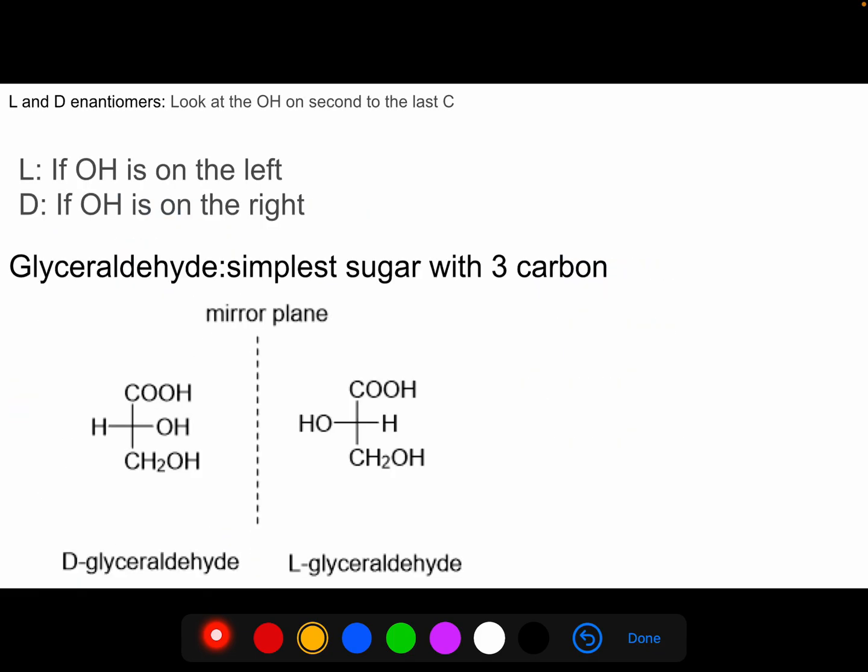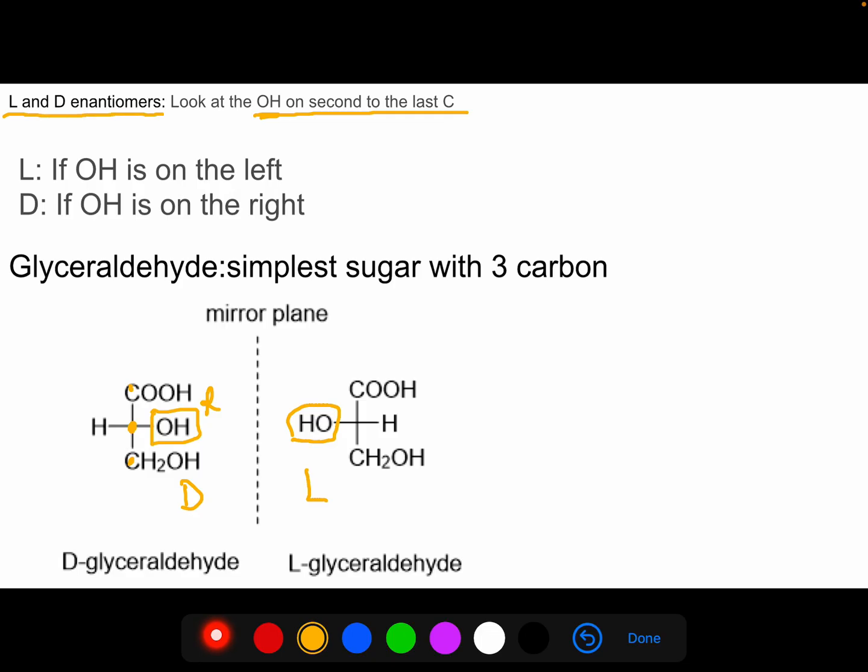Okay, when you look at the Fischer projection of the molecule, you are going to look at the OH on the second carbon from the bottom. So you start from the bottom and count the carbons. 1, 2, 3. So this is a 3 carbon molecule, and I'm focusing on the carbon above the bottom carbon. If the OH is located on the right, this is called the D form, derecha being Spanish for right. And if the OH is on the left, that's the L. So we call them L or D enantiomers.